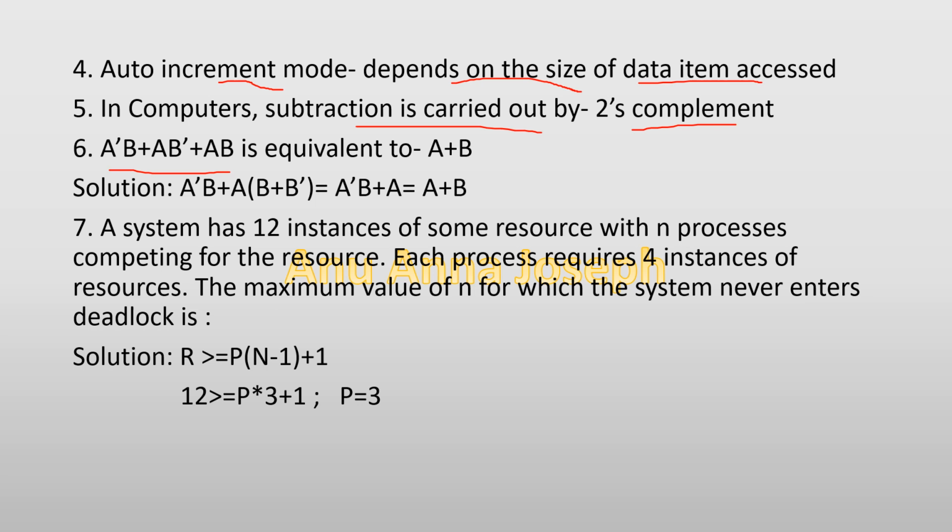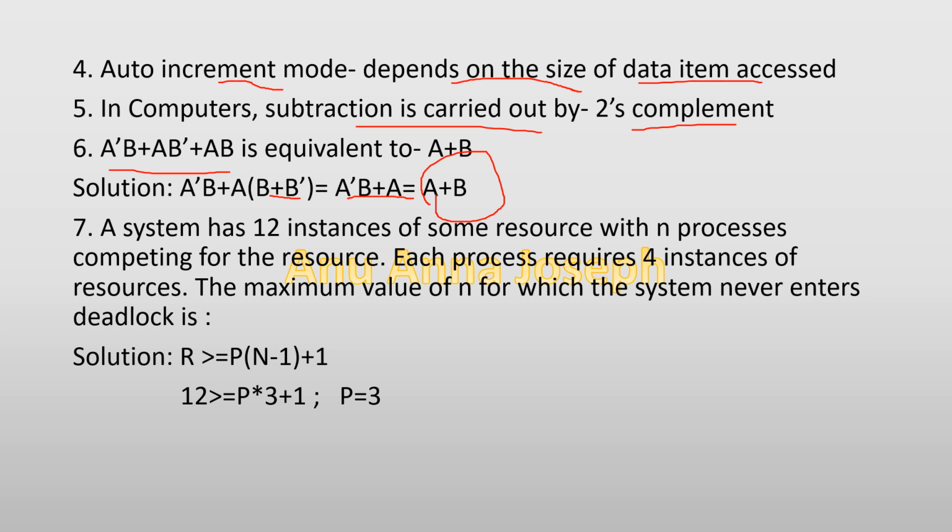So we have to take A as common, A into B plus B bar. B plus B bar is what? 1, we all know. And A into 1 is A itself. So it will be reduced to A bar B plus A, which by an identity is A plus B. Or we can easily find the solution by using K-map.